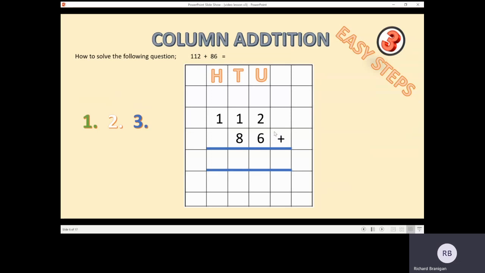So let's add the units first, because we need to start on the right-hand side. So we have 2 add 6, which gives us 8. 1 add 8 gives us 9. And 1 add 0 is 1. So we have solved our second problem and also talked about the second mistake or difficulty you might find in some of the questions. So now we're going to make it a little bit harder with my final example.